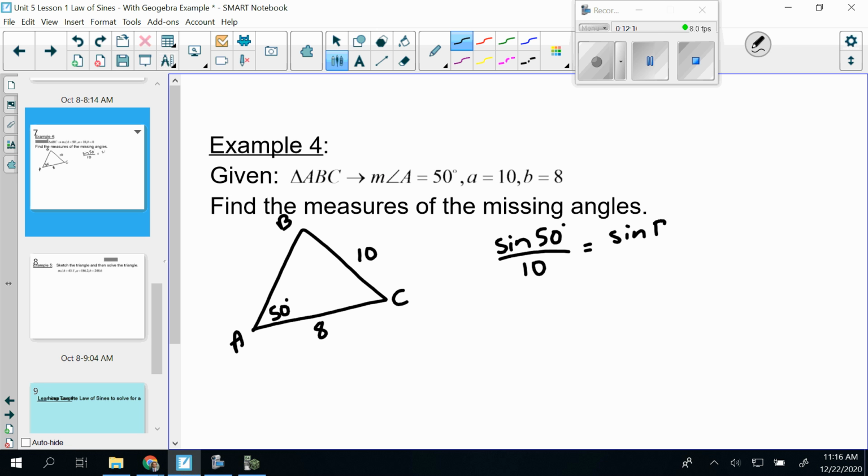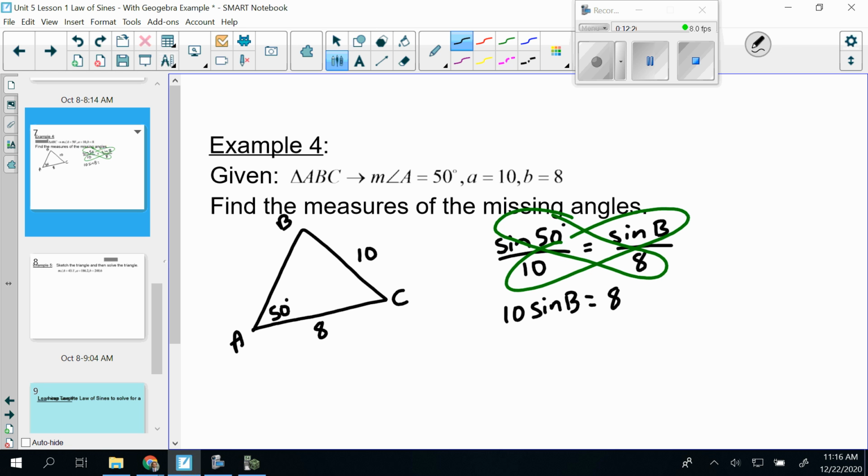Angle B we're going to find. Side B here is 8. So let's do our cross multiplying these two and these two. So now we got 10 times sine of angle B equals 8 times sine of 50. We're going to divide by 10 here.